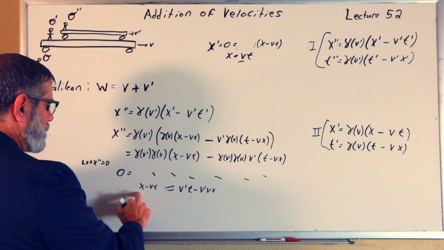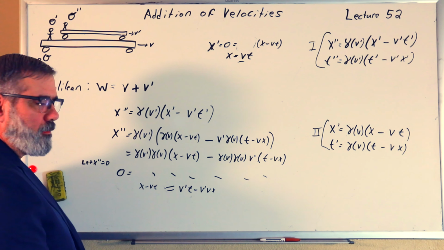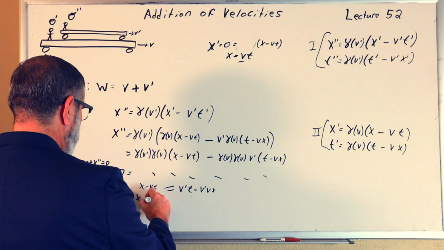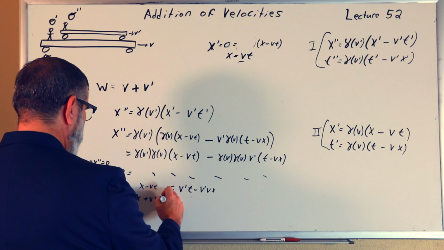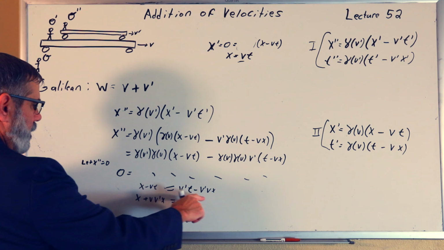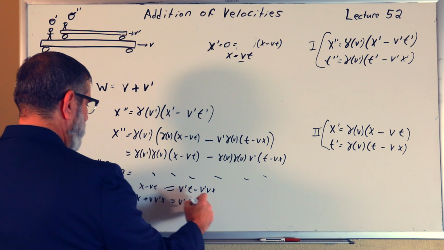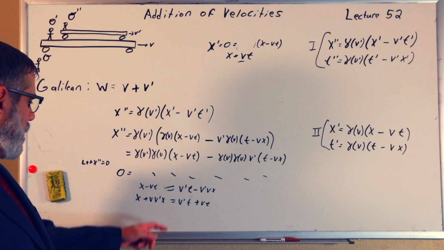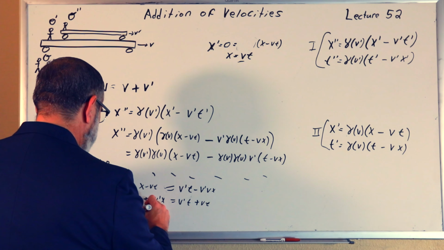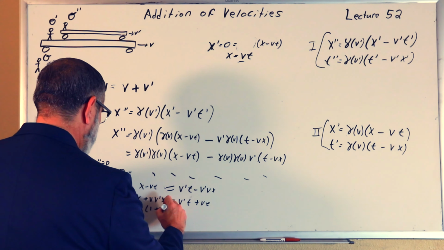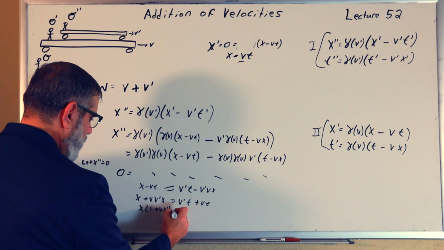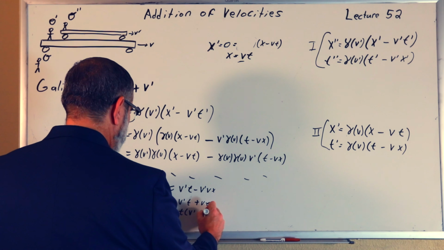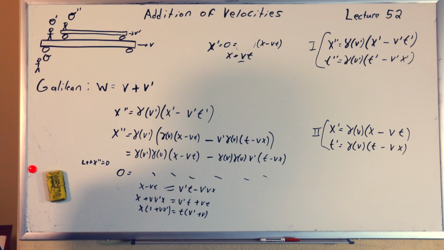I've got an x over here and an x over here. I've got a t here and a t here. I want to move those together algebraically. So this is going to give me x plus v prime x equals, I'm going to move this t over here. So that'll give me v prime t plus vt. It's just algebra. I'm going to factor out x. So that gives me x times 1 plus v times v prime equals, factor out t over here, t times v prime plus v. Everyone see that?